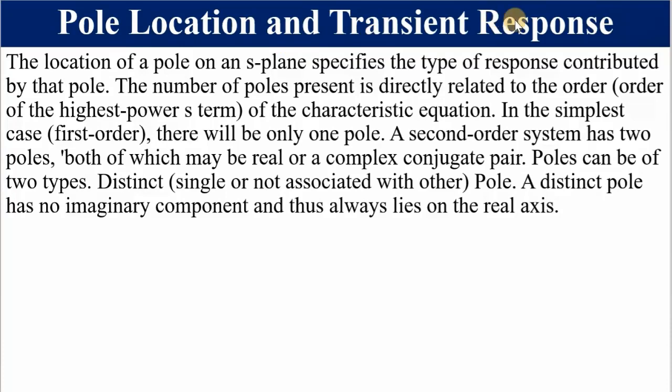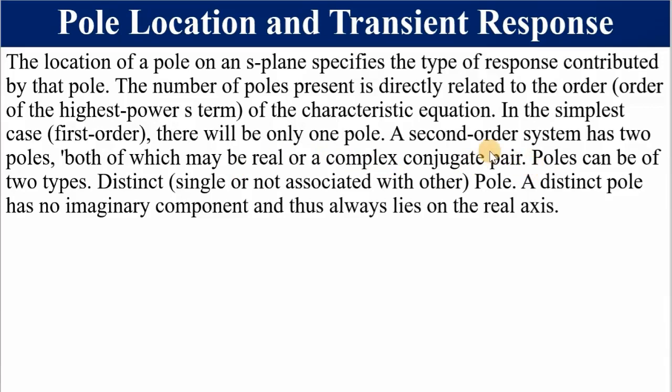Pole location and the transient response. Please take note that the pole location determines the way a system responds. So we are saying the location of a pole on an S-plane specifies the type of response contributed by that particular pole, and there's a relationship between the order and the number of poles present. What do we mean by order? This is the highest power of the s term of a characteristic equation. We are saying a first order characteristic equation has one pole, a second order has two poles, etc., and they can be real or they can be a complex conjugate pair.